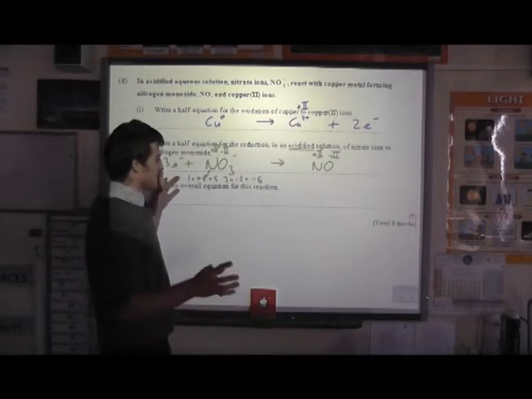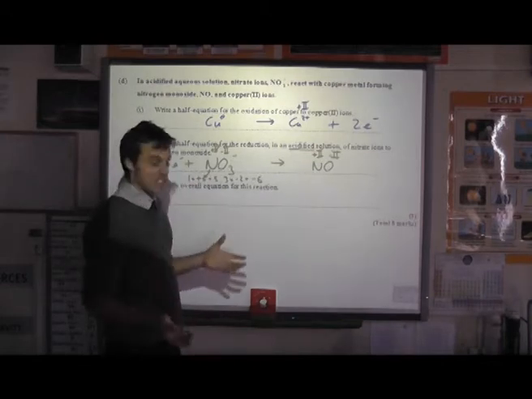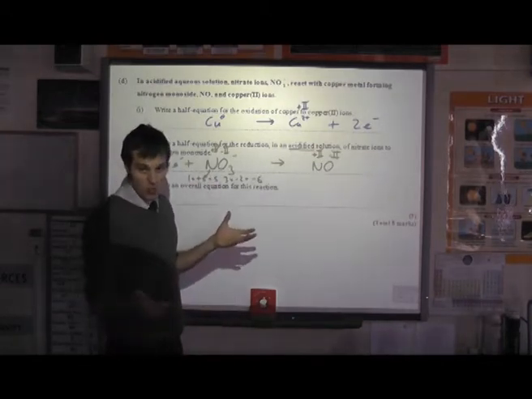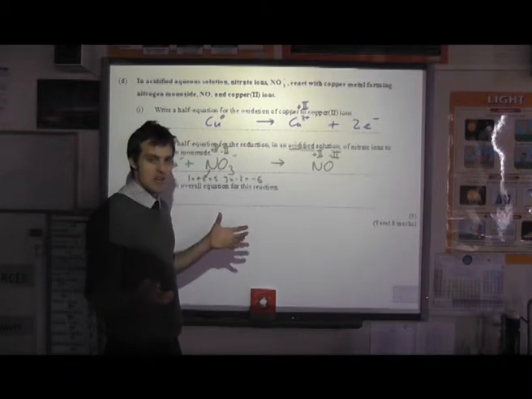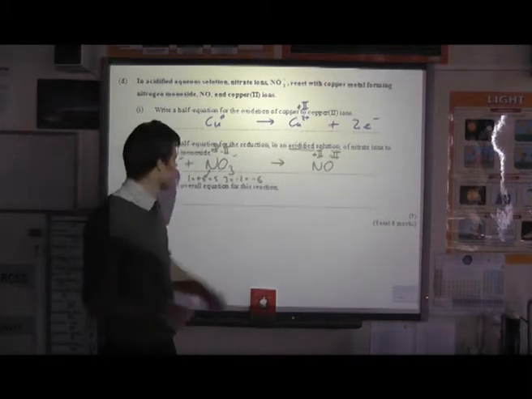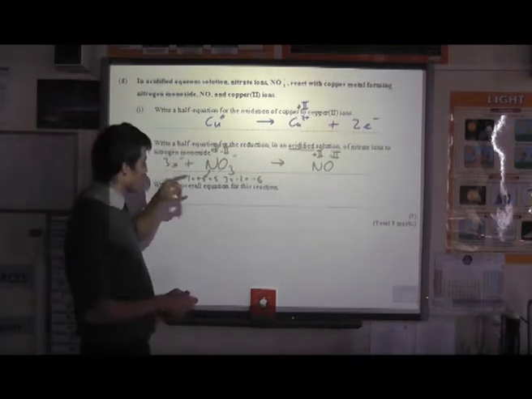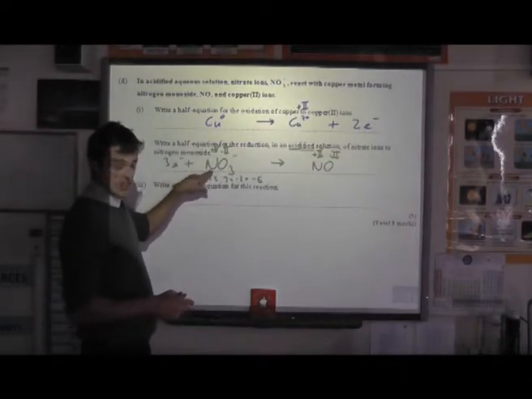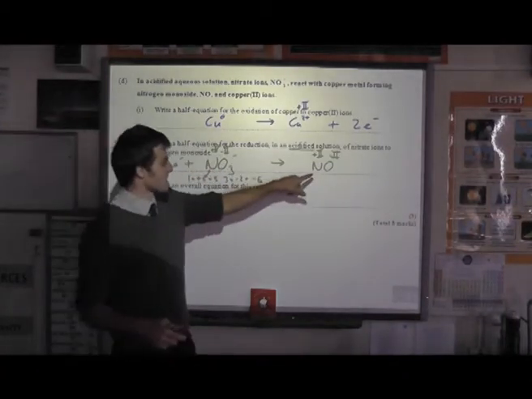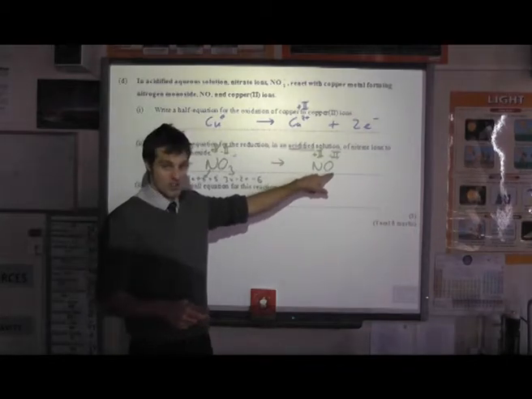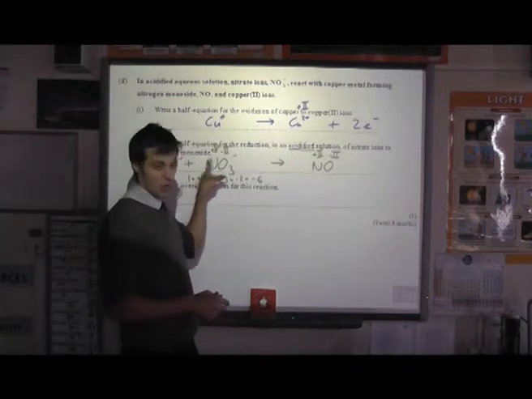Now we've done the important stuff, now we just tidy it up. Okay, we need to balance it because it's a normal equation. A half equation is just the same, you have to balance it in charge and in atoms. Okay? Now we know there's 3 oxygens on the left-hand side and 1 nitrogen. On the right-hand side there's still 1 nitrogen, but only 1 oxygen. So in a way we have to get rid of 2 oxygens.